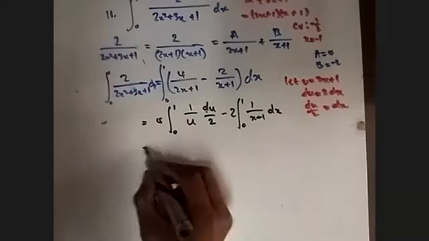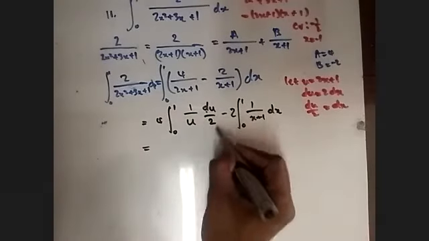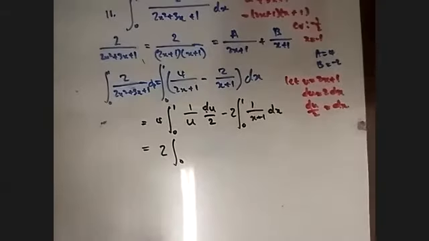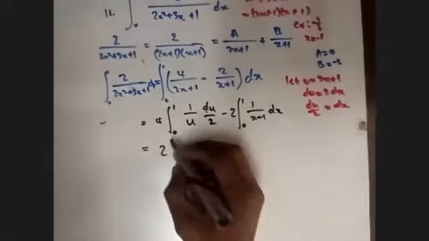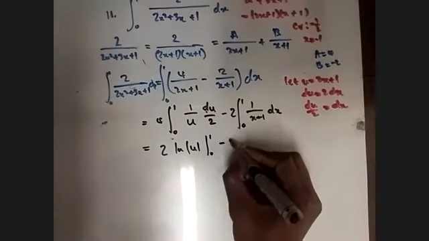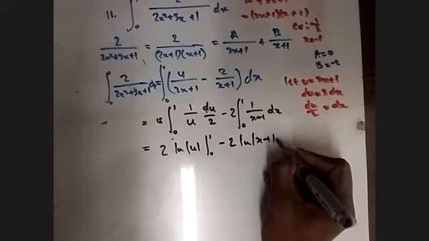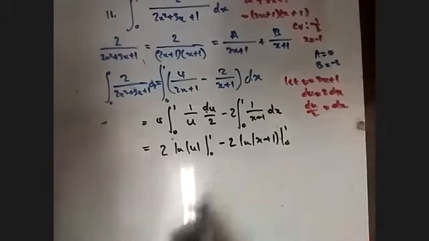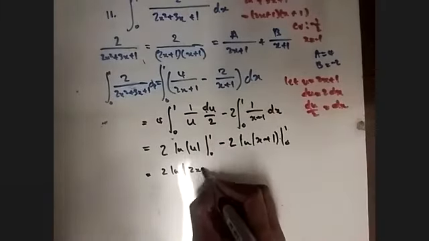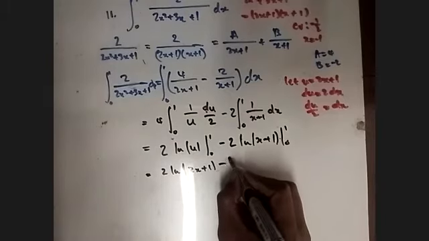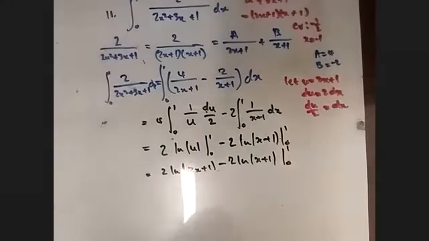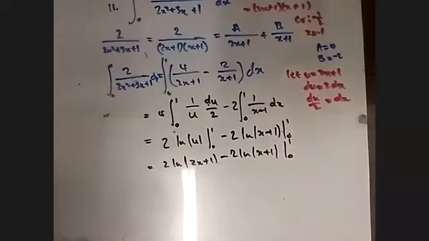So here we have 4 over 2, which is just 2. We're going to have 2 ln of u from 0 to 1 minus 2 ln of x plus 1 from 0 to 1. And u is 2x plus 1, so we have 2 ln of 2x plus 1 minus 2 ln of x plus 1 from 0 to 1. Okay, it's working.